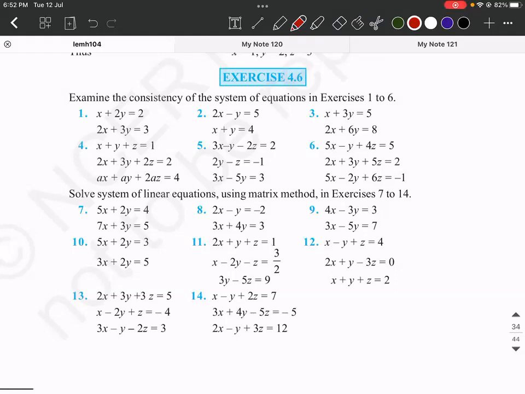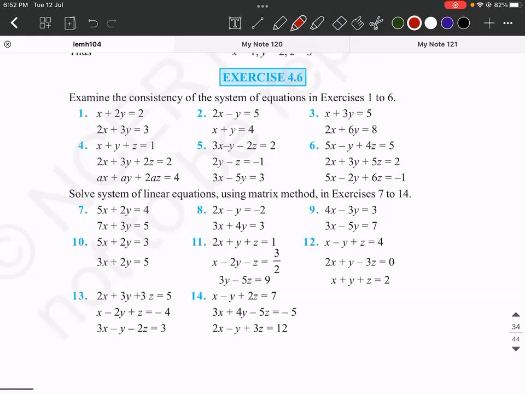MCQ. So here, consistency, no other option. You need to find if they have a solution. X is equal to A inverse B to find the solution. If it has a solution, it is consistent, else it is not. By looking at the equation itself, you can say.